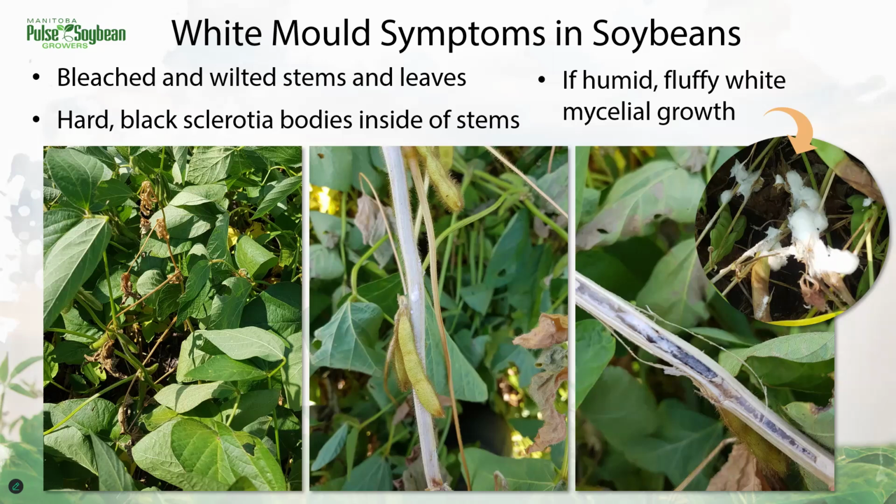So let's look specifically at white mold symptoms in soybeans. During scouting, you'll find wilted plants, and when you open up the crop canopy to take a closer look, those stems will be bleached rather than healthy green in color. If it's been humid, there may be fluffy white mycelial growth, and if it's dry, you might find some small white bumps on the stem. In both cases, if you break open the stems, you'll often be able to find hard black sclerotia bodies that are how white mold overwinters.